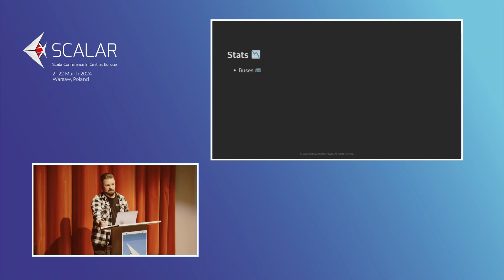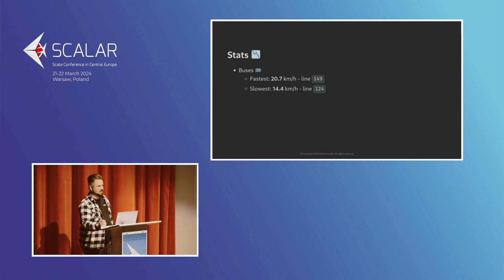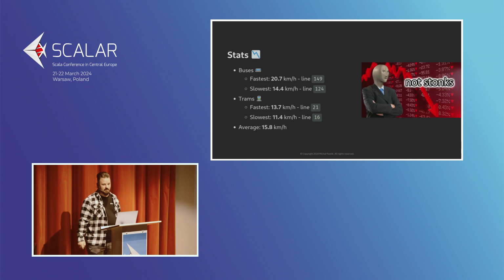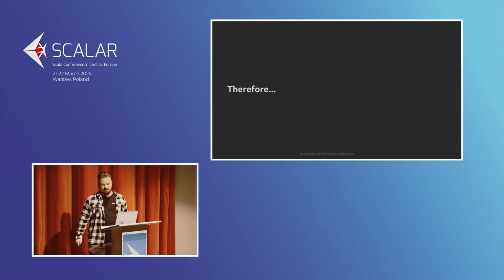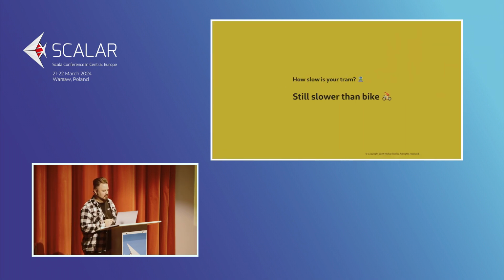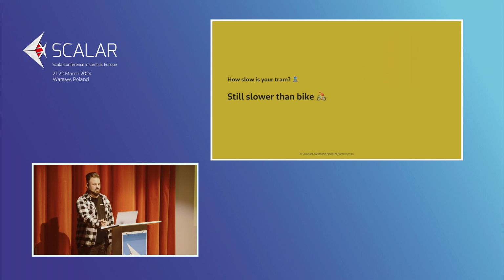So for the buses, the fastest bus in the city of Wrocław was number 149, which was 20 kilometers per hour. The slowest one was 14.4. And this is not very bad because trams were slower. The fastest tram was slower than the slowest bus, which was like 13-something kilometers, and the slowest was not very far from that, 11.4. So the average is not very impressive, right? Therefore, to answer the question that I set for myself at the beginning, how slow is my tram? Well, it's slower than a bike anyway, so this is what I'm choosing.